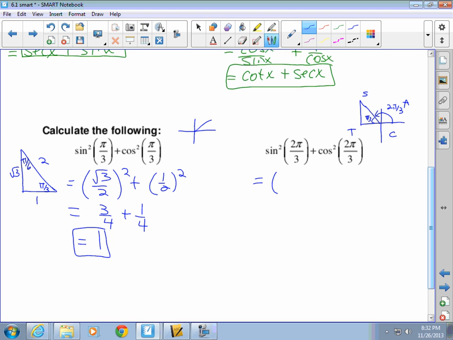So I'm going to have sine of 2 pi over 3. Well, it's the same as this one here, so it's square root 3 over 2 all squared plus cosine of 2 pi over 3. So cosine is 1 over 2, but cos is negative there, so I have to square that. So in this case, I will have 3 over 4 plus that negative 1 squared, which is the same as a positive 1/4, so my answer is still 1.